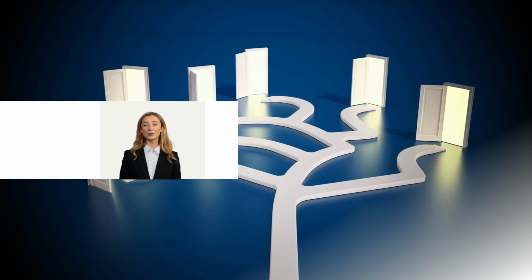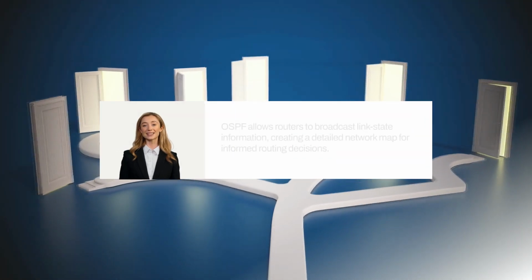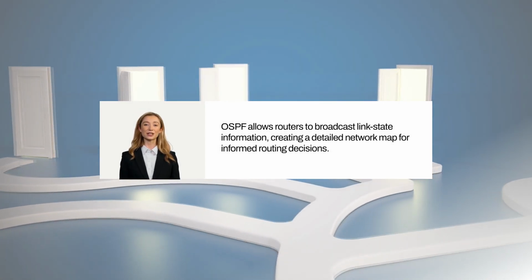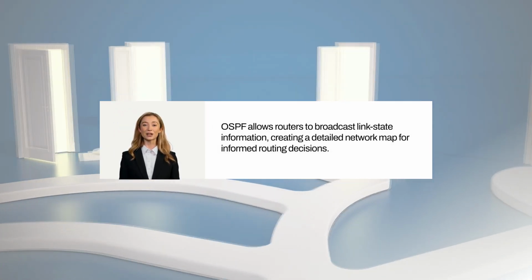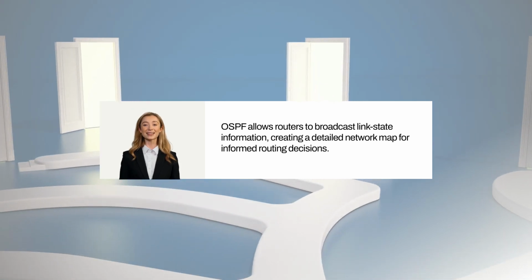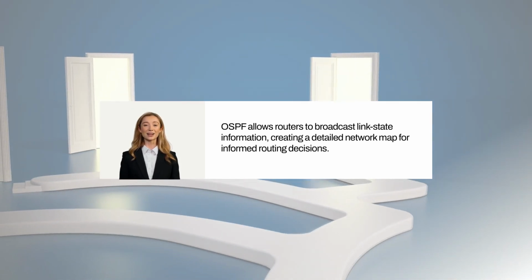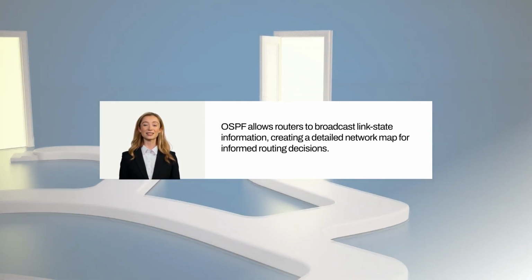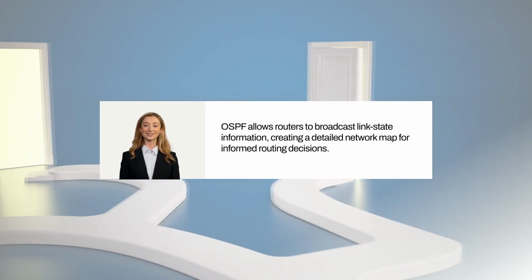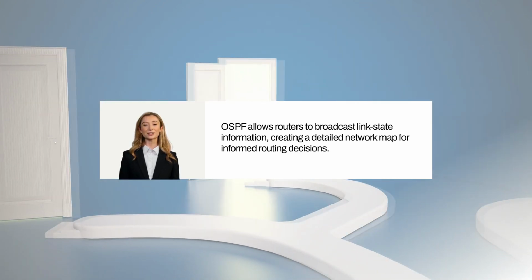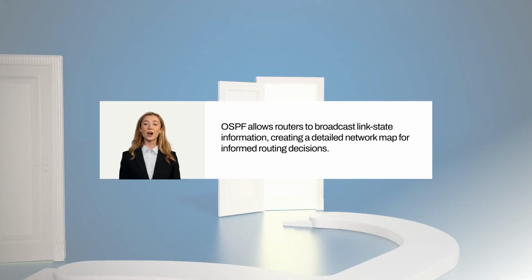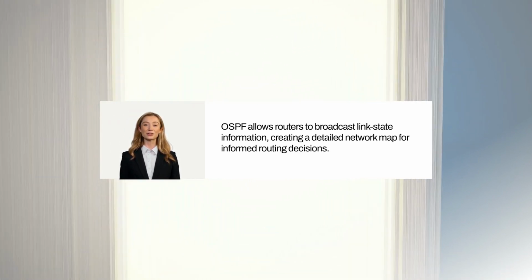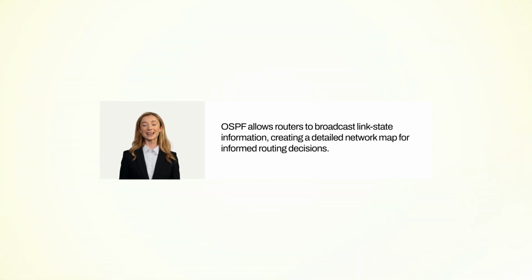For OSPF, the process involves each router broadcasting its link state information to all others in the area. This creates a situation where every router has the same detailed map of the network, allowing for immediate, informed decisions about the best path for data to take. It's like having an up-to-date traffic report for every single route in your city at all times. OSPF's design ensures that if any part of the network changes, all routers know about it almost instantly, allowing for dynamic rerouting, which is crucial for maintaining network resilience.